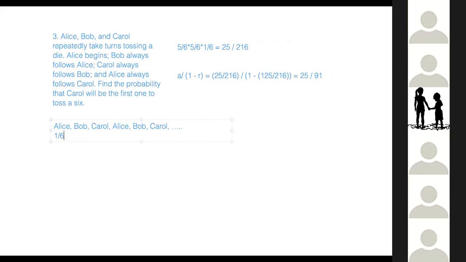That would just be 1/6 probability that she rolls a 6, and the thing would end, right? She'd be the first one to toss a 6. We don't want that to happen, right? So we want Alice to roll not a 6. So the probability of that is just 5/6, right? Now, what do we want Bob to do?